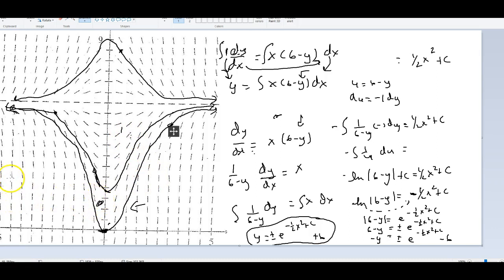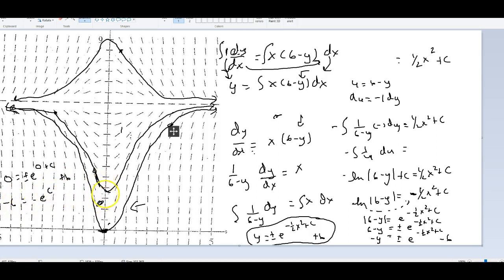So if I plug in 0, I get 0 for y. Now again, I'm trying to find the initial conditions. Plus or minus e to that whole thing becomes 0 plus c plus 6. Move the 6 to the other side. I get negative 6 equals negative e to the c.